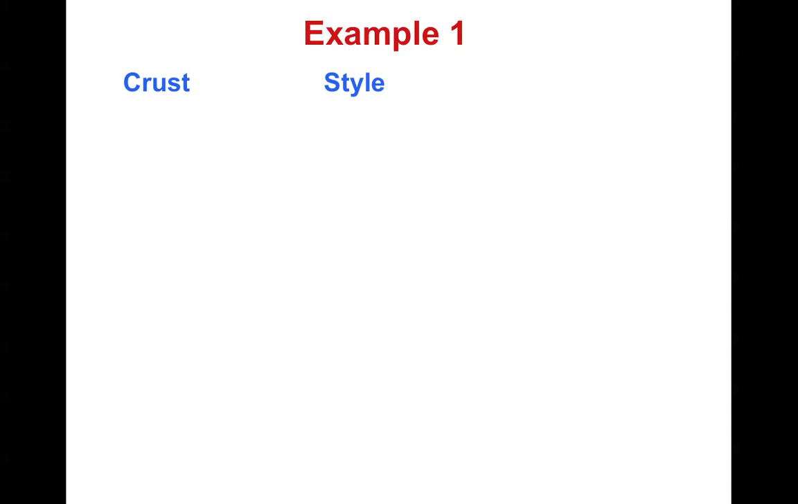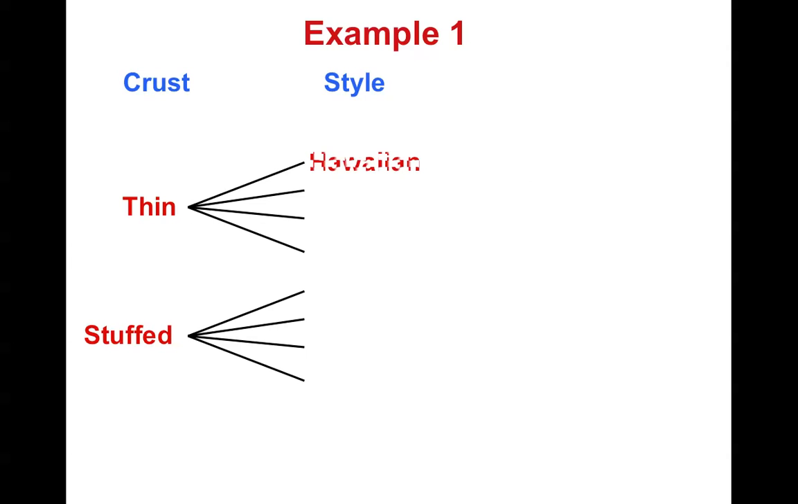Let's say you want some pizza. There's a couple of different kinds of crust, and there's a couple of different kinds of style pizza that you can have. The crust that you can get is either a thin or a stuffed crust. Those are your two choices. And the style of pizza that you could have would either be Hawaiian, Mexican, pepperoni, or veggie.